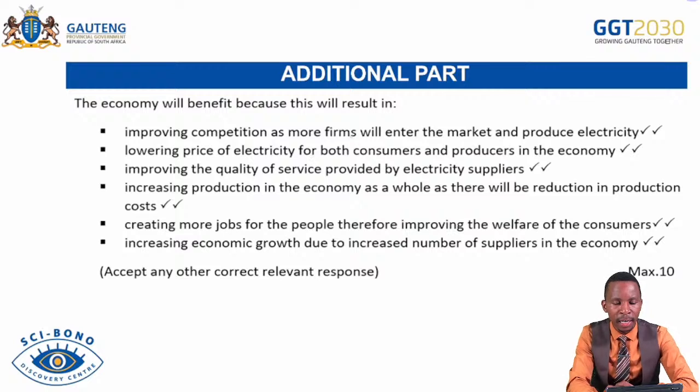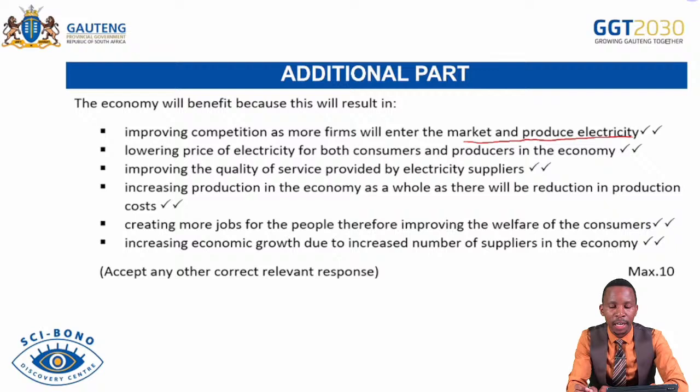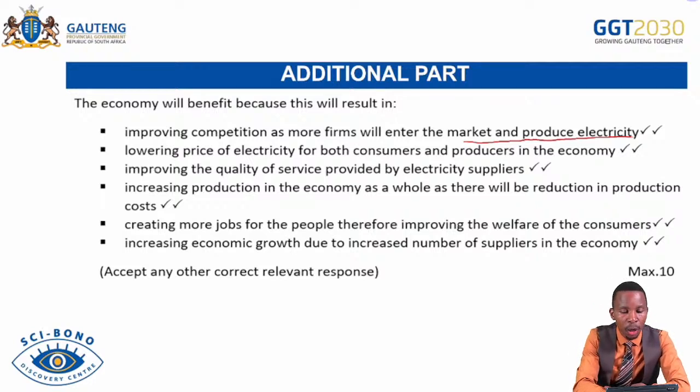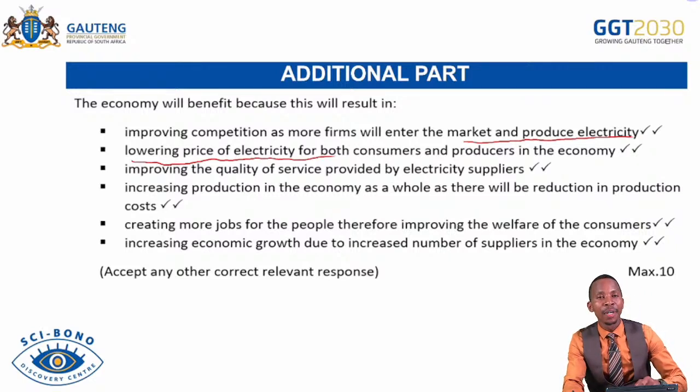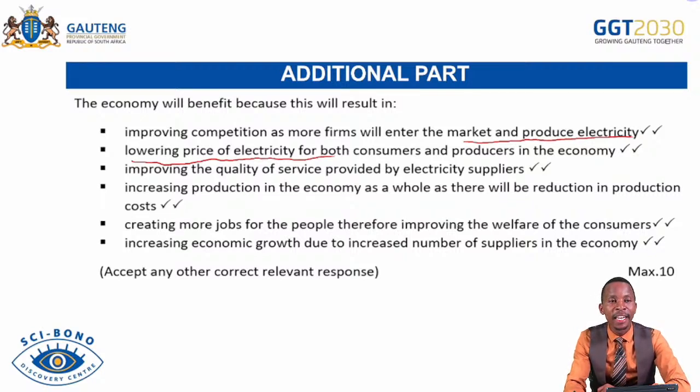Improving competition, as more firms will enter the market and produce those goods and services. So if ever there is more competition, there will be more firms available to produce the particular product or services. And then this will result in prices being lowered in the market because of the higher competition. And then improving quality of service provided. So if there's more competition, firms tend to provide good quality goods because they have a greater incentive to be innovative and creative.